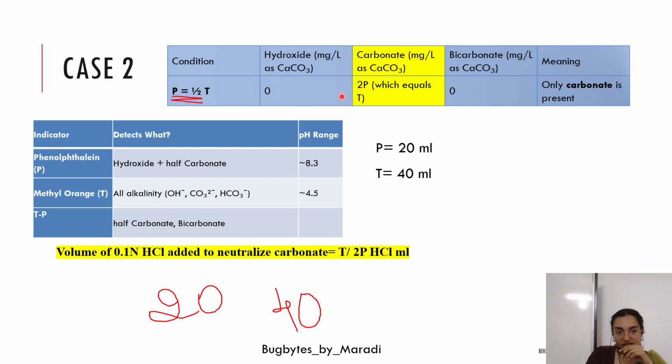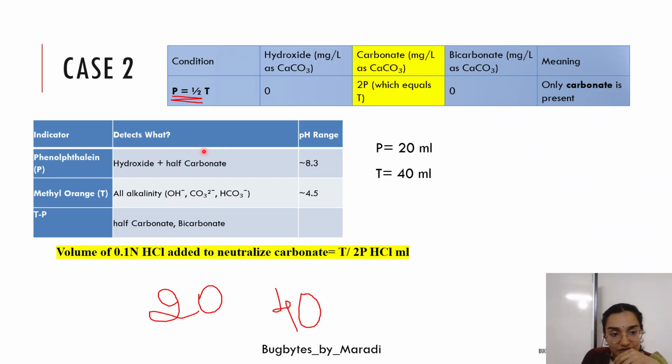Again, I'll repeat. Why in this condition will you have carbonate? Just imagine P is 20, T is 40. So, 40 divided by 2 is 20. 20 equals 20. As it suggests, in total alkalinity you will have P equal to half of T. If total alkalinity is 40 ml, then P is 20 ml. 20 ml is required only to neutralize this half of the carbonate.